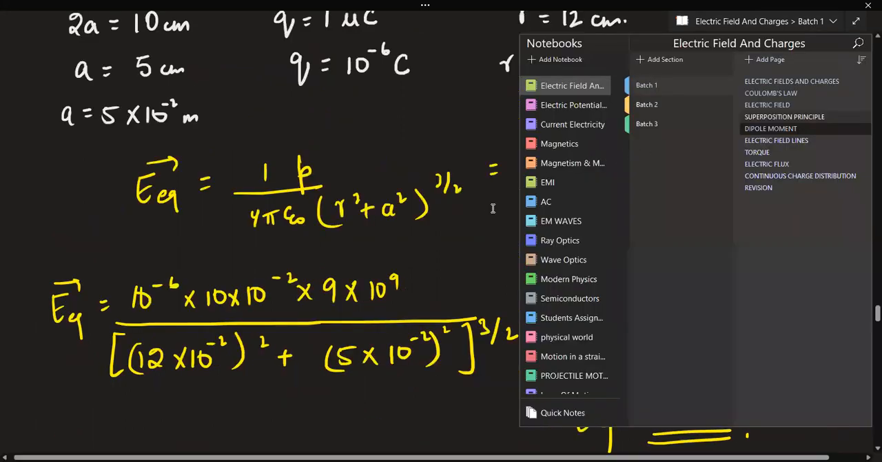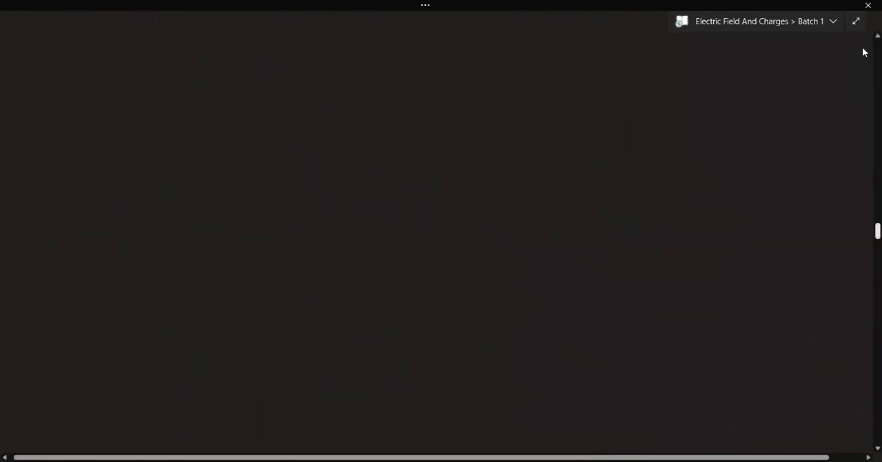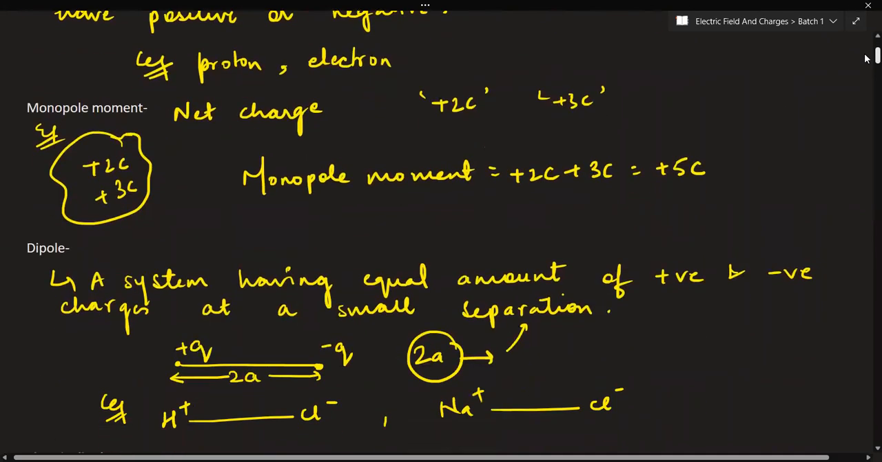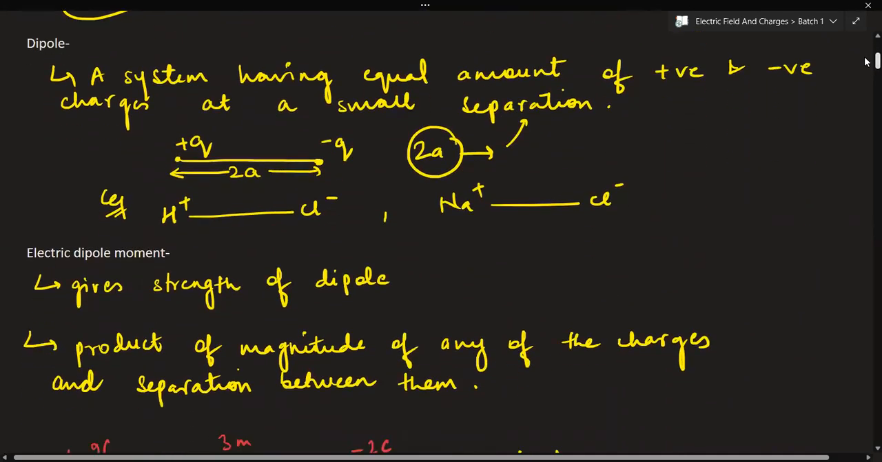Then you have dipole moment. Dipole moment is a very important topic. Whenever you are revising electrostatics, one of the most important topics is your dipole moment. Monopole moment does not come in the examination. You have to remember directly dipole and dipole moment. A direct question on dipole can also be asked: what is the definition, what is meant by a dipole, write the formula for its dipole moment.